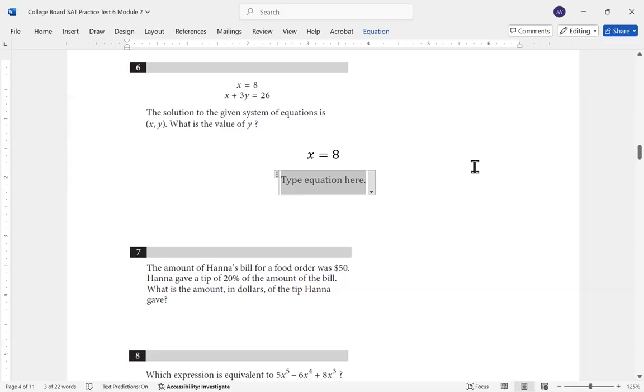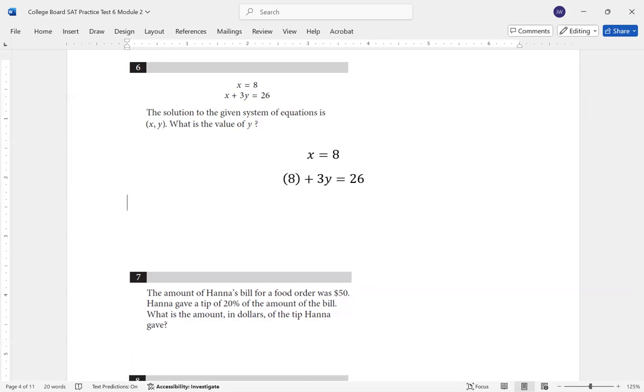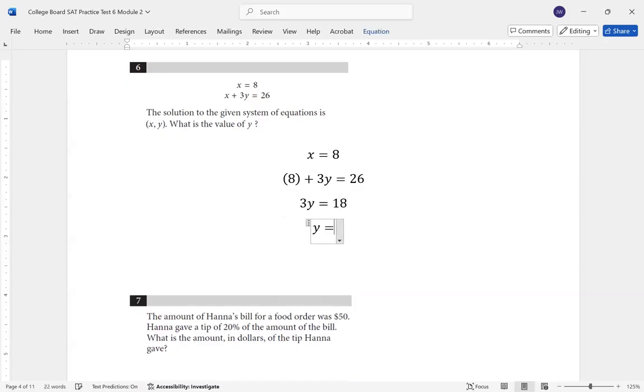In order to figure out the y, we take our second equation, which is x plus 3y equals 26, and we input an 8 for the x. That gives us 8 plus 3y is equal to 26. So now we would subtract 8 from both sides. That would give me 3y is equal to 18. Dividing both sides by 3 gives me y equals 6. So the solution to this system of equations is the point 8 comma 6.